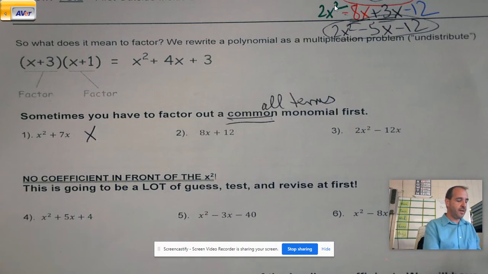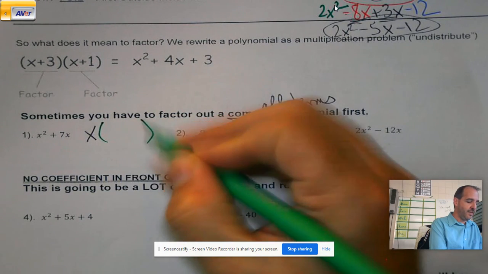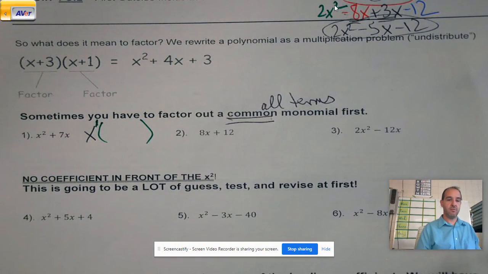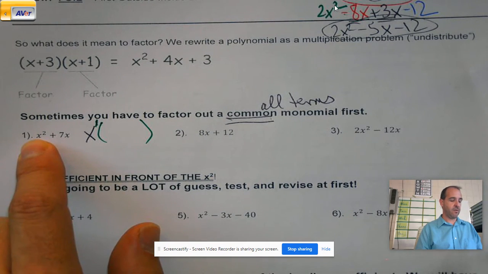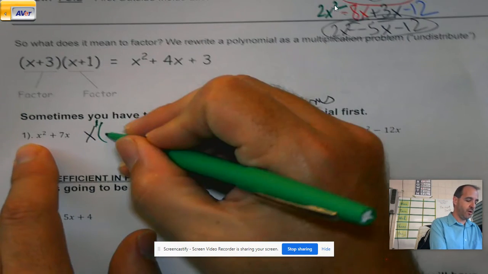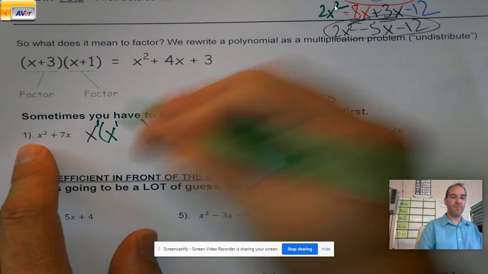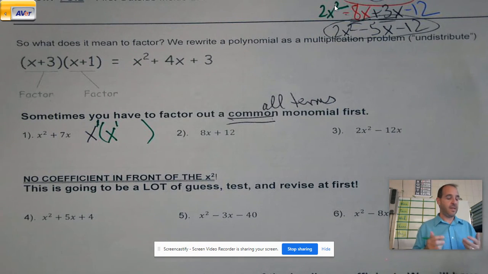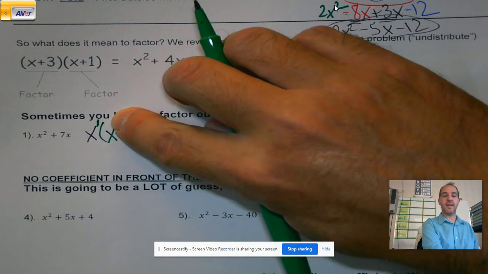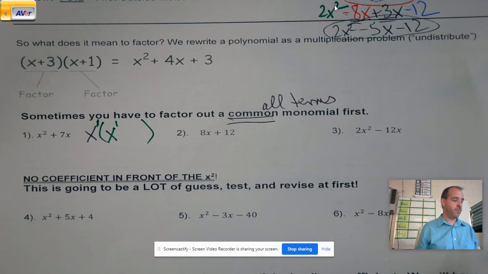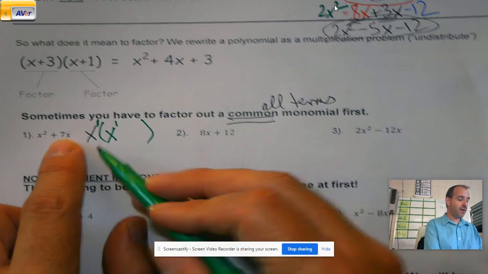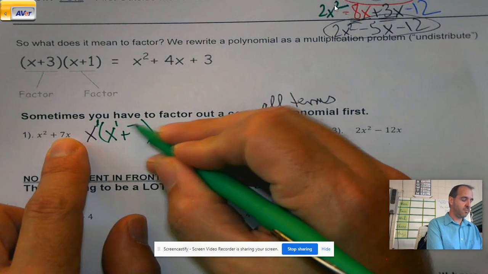And then I'm saying, if this is x, or x to the first, how do I get back to x to the second? Well, how do you get from 1 to 2? You put another 1 in there. And if you want to put the 1 there, you can. If we don't see an exponent there, we assume it's there. So either way works. And then plus, here I already have the x. So I just add the 7.